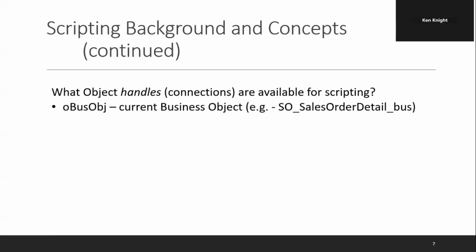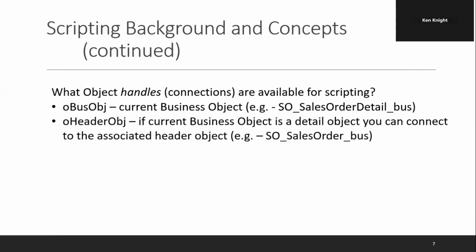Well, you can get a connection to the current business object. So if I'm doing a script that fires off the sales order detail, I have an oBusObj, or current business object, that is connected to the SO_SalesOrderDetail_bus. So scripting through the user interface, it's always looking at where you are trying to get this script to fire. If I'm doing something on the sales order lines, my current business object is sales order detail.